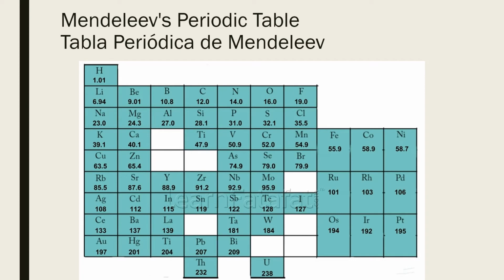Here's the original periodic table. You can see the blanks around the periodic table, and some of the elements on the far right encompassed 2 rows.